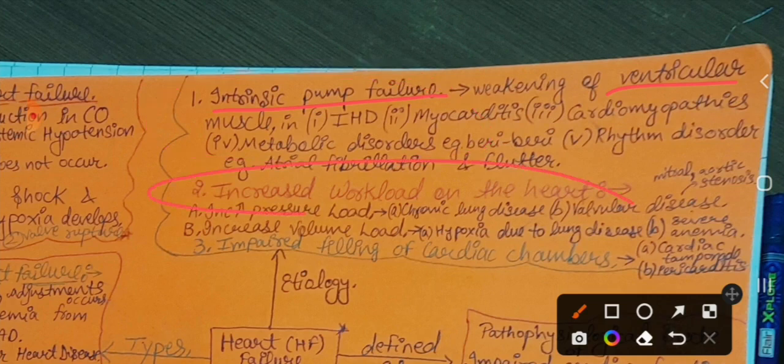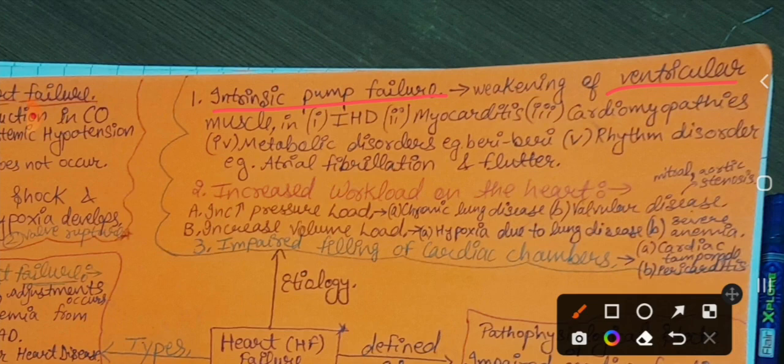The second cause is increased workload on the heart, when the heart has to do more work, with an increased pressure load on the heart. The causes are chronic lung disease and valvular disease like stenosis, the narrowing of the vessels, like mitral and aortic stenosis. Then there is increased volume load. Firstly, there is an increase in the pressure load, then an increase in the volume load. The increased volume load is because of hypoxia due to lung disease and severe anemia.